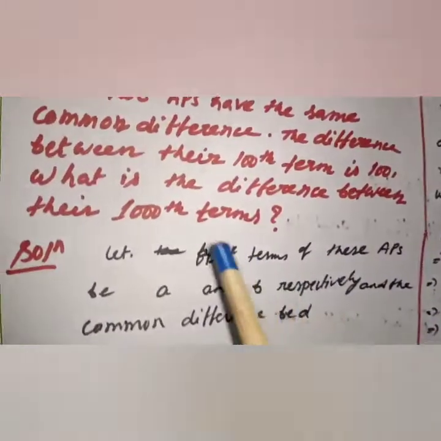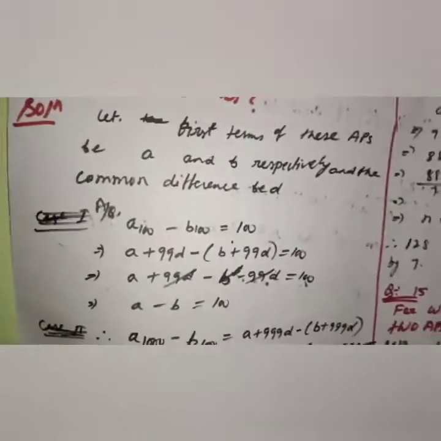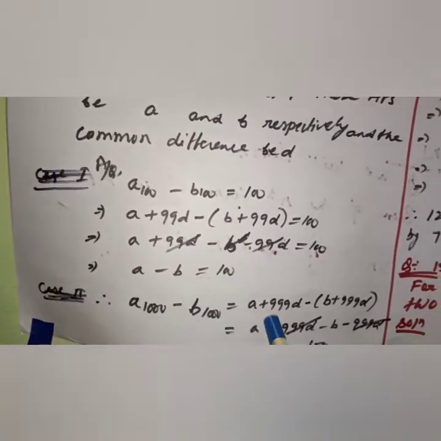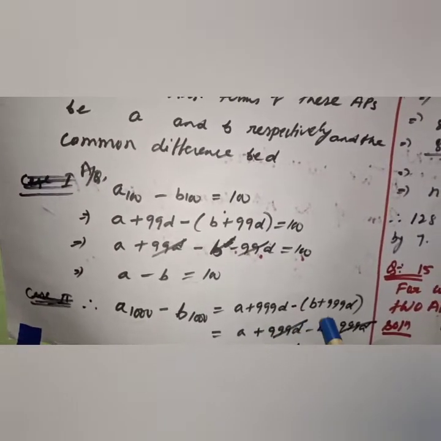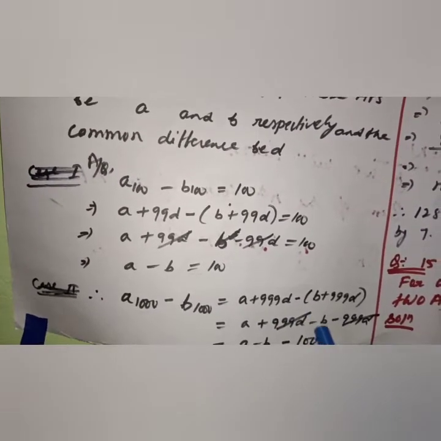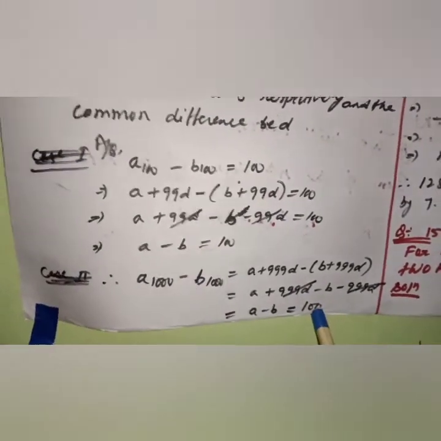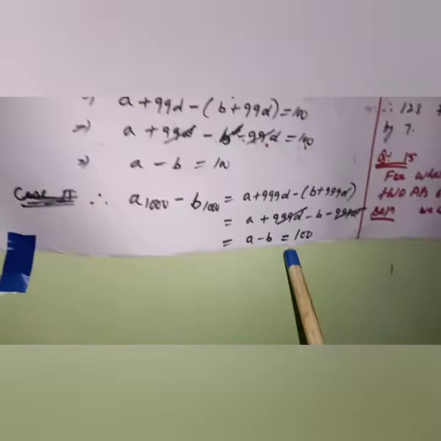Now we have to find the difference between their 1000th terms. So A1000 minus B1000, both the APs. A1000 means a plus 999d, minus b plus 999d. If you take out the bracket, minus b minus 999d, and plus 999d and minus 999d cancel. What is left? a minus b. And what is the value of a minus b? 100. So it is 100.